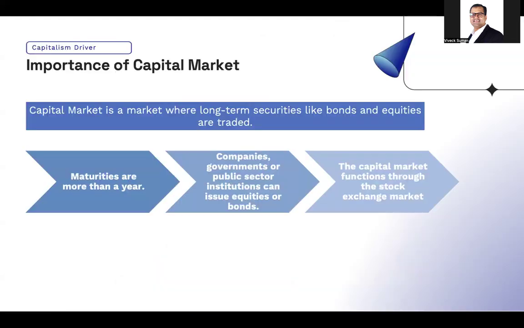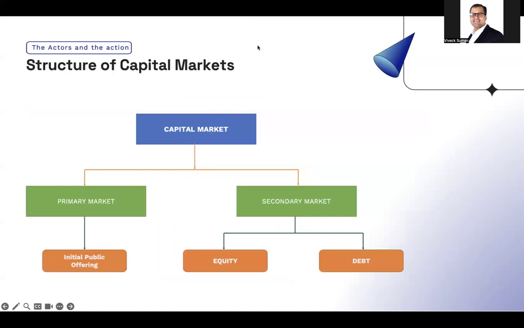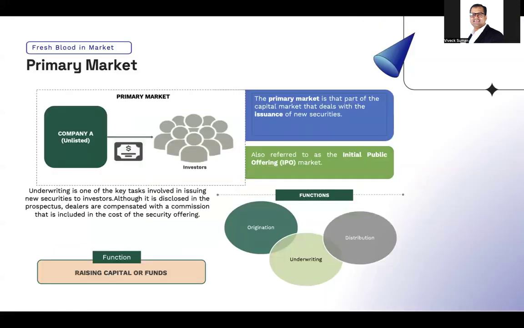Then we went into section 5, where we looked into capital market. What are the ingredients of those capital markets, of those critical markets? And then we also looked into how capital market comes through primary and secondary. Primary is, of course, IPO. The moment you come to primary, secondary starts, equity and debt. Then we looked into primary market in detail: origination, underwriting, distribution.